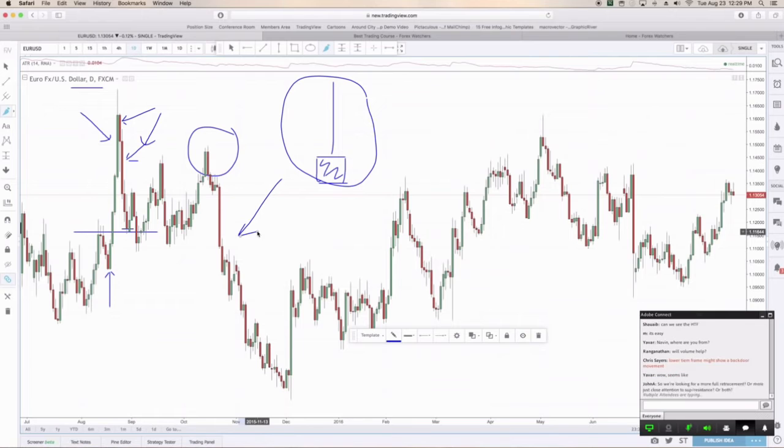Chris Sayers, lower time frame might show a backdoor movement. Yes. John A, so we're looking for a more full retracement or more just close attention to support resistance or both. Naveen is an Indian name. Yes, I believe so. Chris, right after the last green daily candlestick.